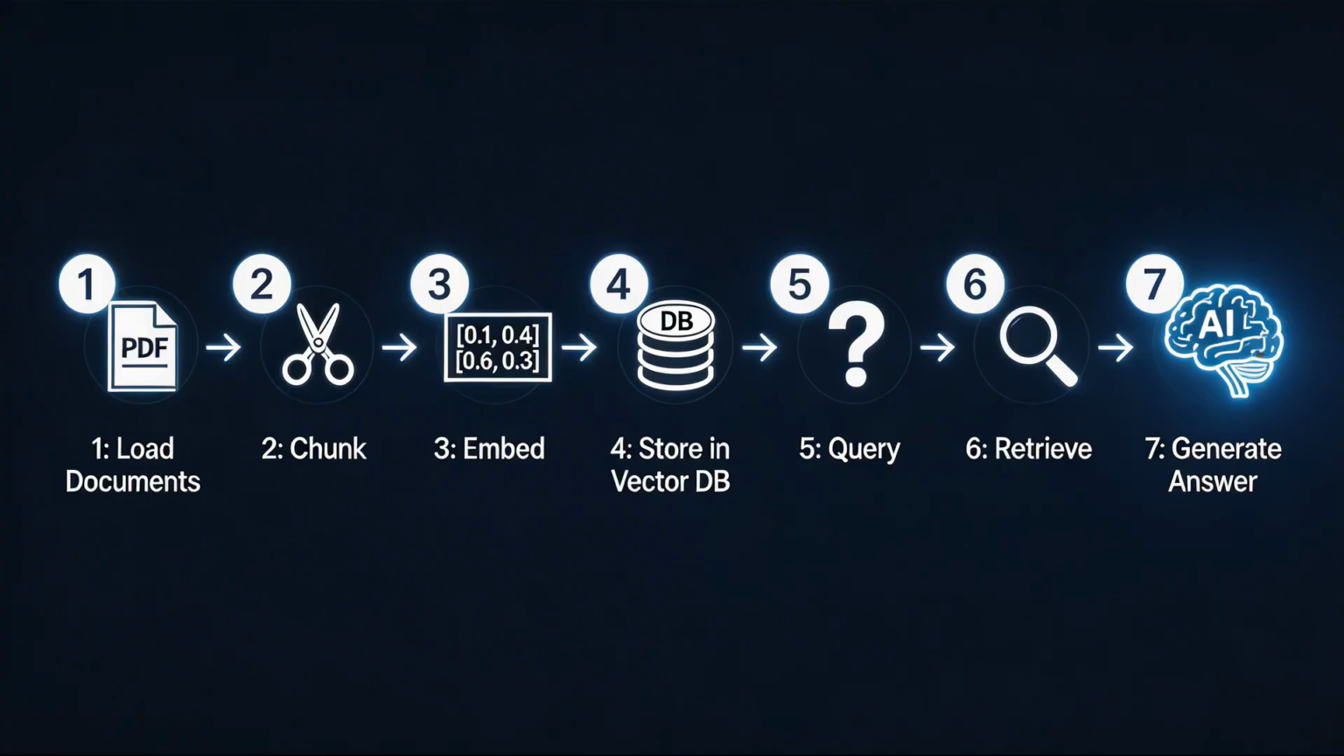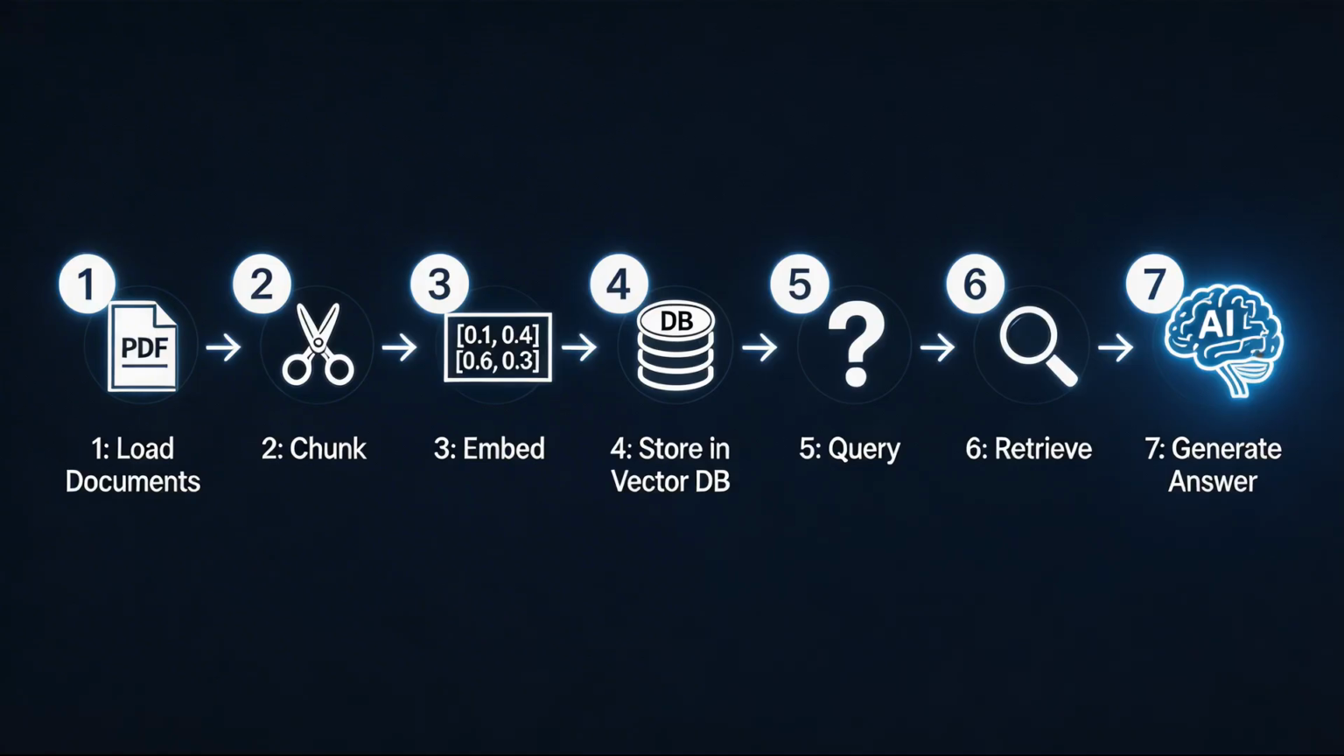Building a RAG system follows a clear pipeline. Step 1, load your documents, PDFs, web pages, databases, whatever you have. Step 2, chunk them into smaller passages, usually 500 to 1,000 characters each. Step 3, convert each chunk into a vector using an embedding model. Step 4, store those vectors in a vector database like Pinecone or ChromaDB.